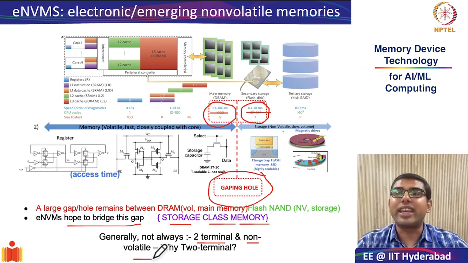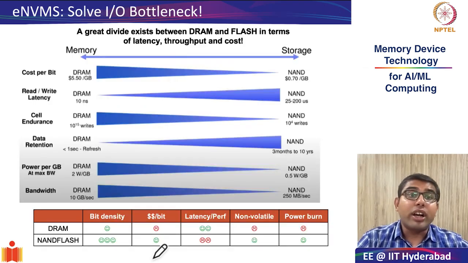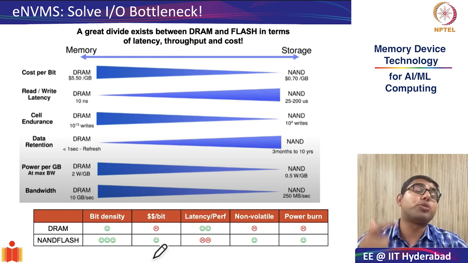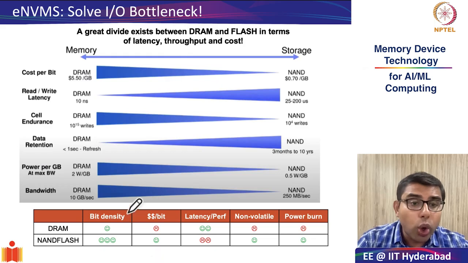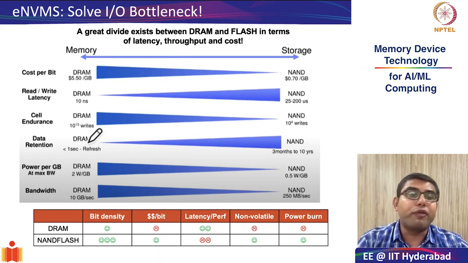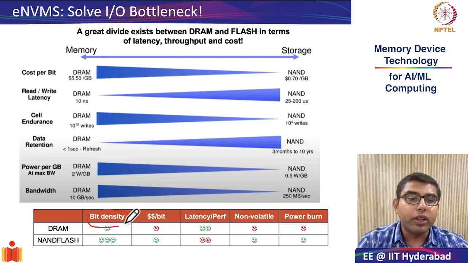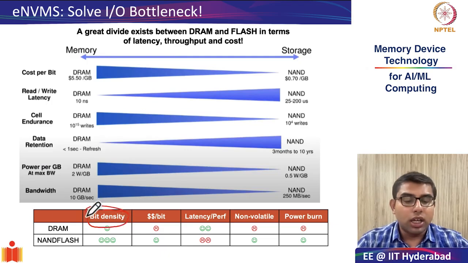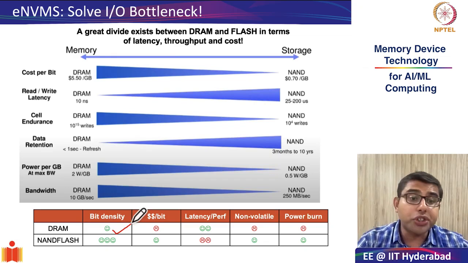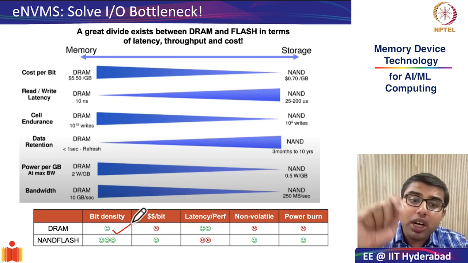To answer why this is the case, let us have a review of the IO bottleneck that exists, that great divide between DRAM and flash in terms of latency, in terms of throughput, and especially in terms of cost. Okay, so let us look at the diagram in front of us from a few different angles. First, let's look at bit density. Bit density in DRAM, due to scaling, of course, has been quite good. I put one smiley face because it is not excellent, but it is not as bad as your SRAM subsystem.